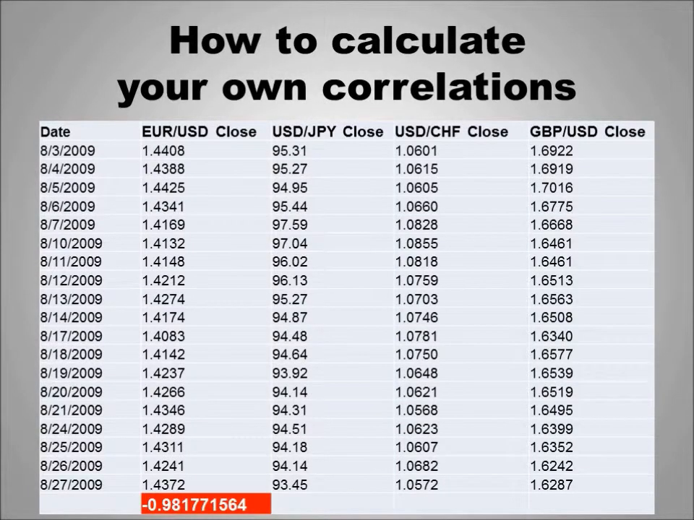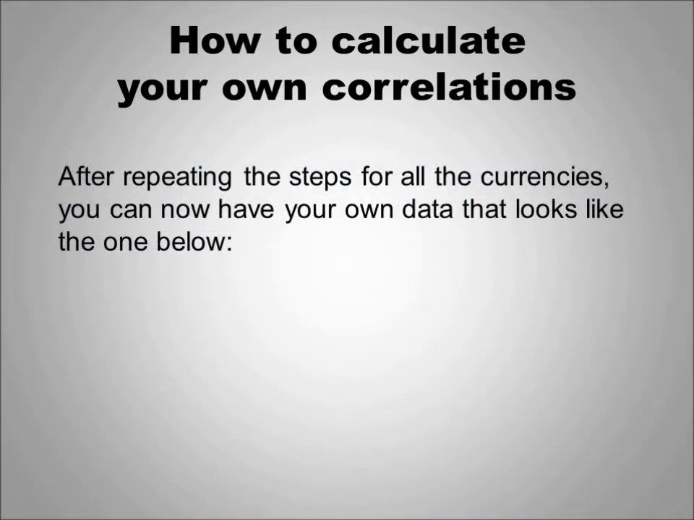And now look what happens. Look on the bottom down here. It gives us the correlation between the euro dollar pair and the dollar yen pair in the week of August the 3rd to August the 6th. And we have an almost perfect negative correlation during the week of August the 3rd to August the 6th.